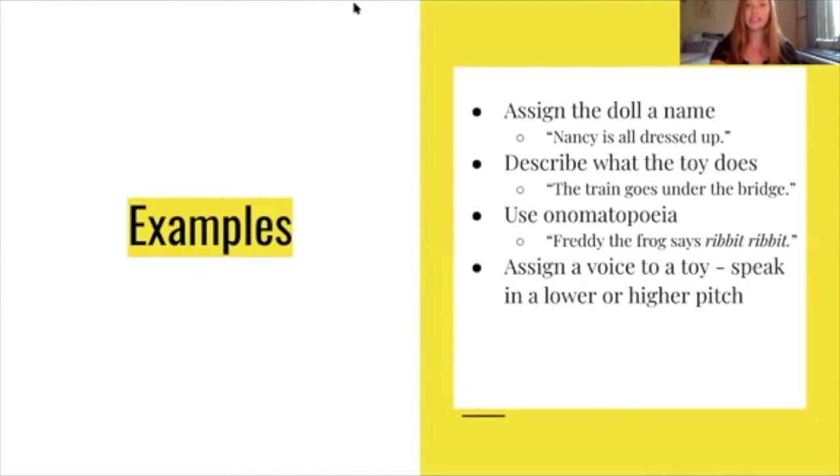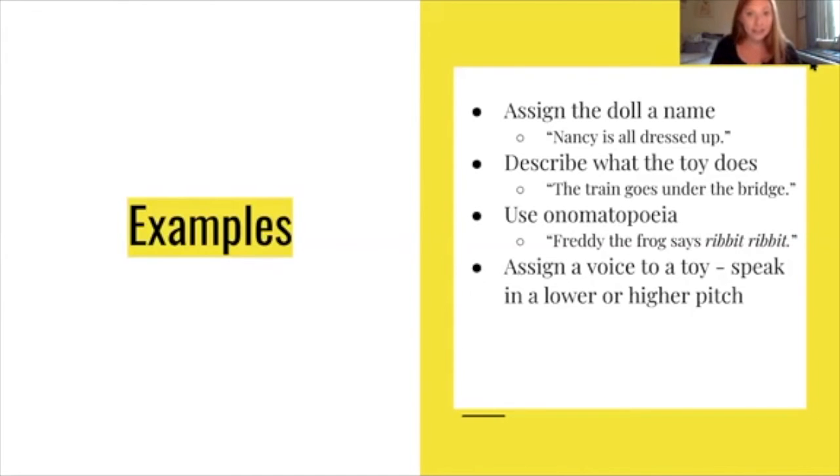Here are a couple more examples, which probably will be beneficial for this. So first of all, you should give the toy a name, because then you can use it. It's easier to give a personality and personify something that has a name versus saying like the doll is dressed up. It kind of gives you one step closer to the doll and makes you feel like you're actually interacting with it. It makes the child feel more invested in that toy.